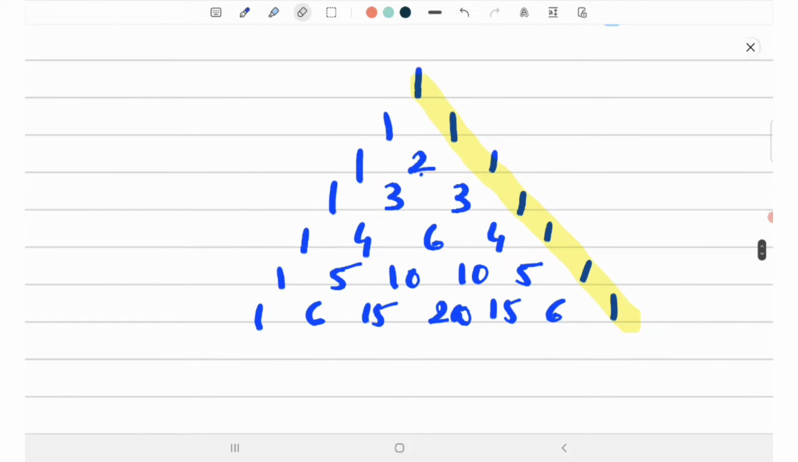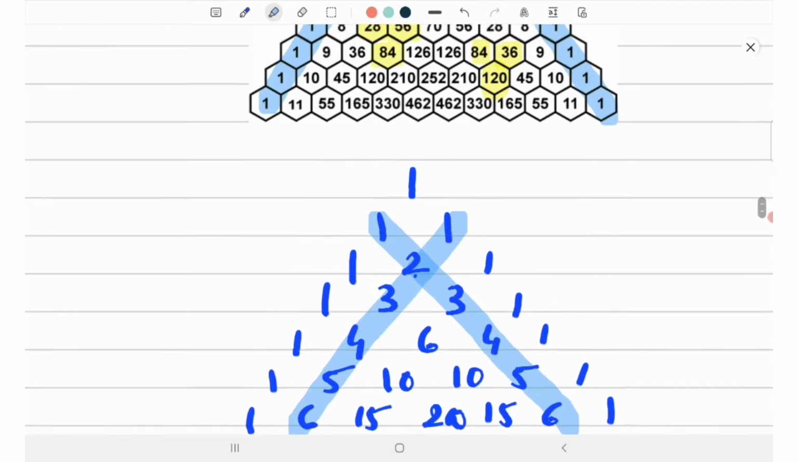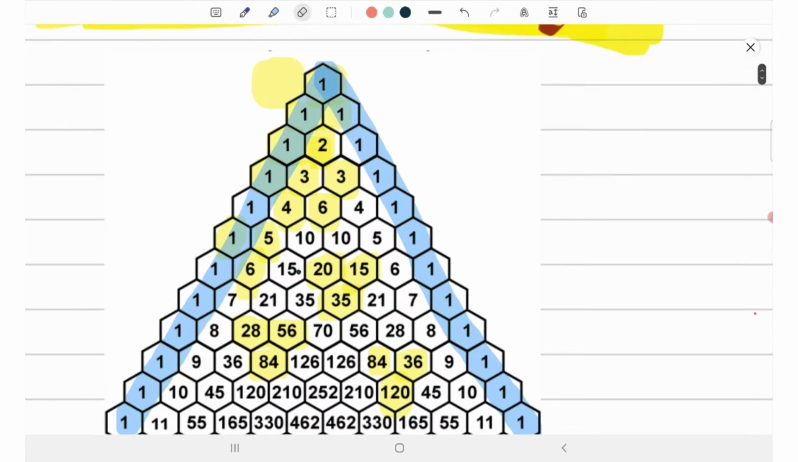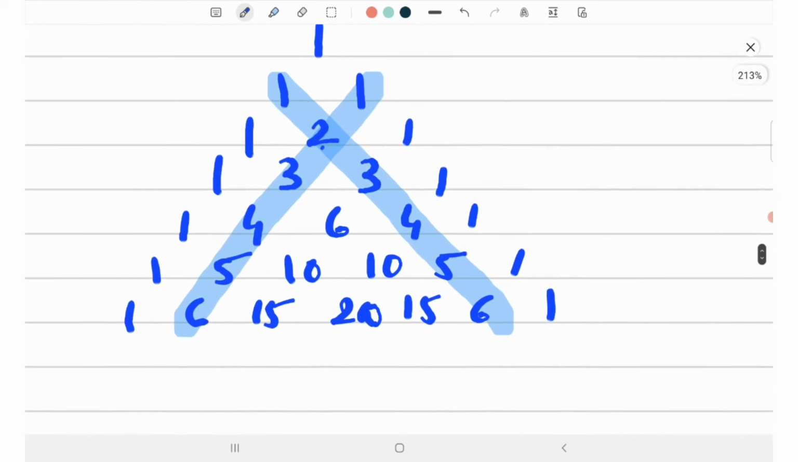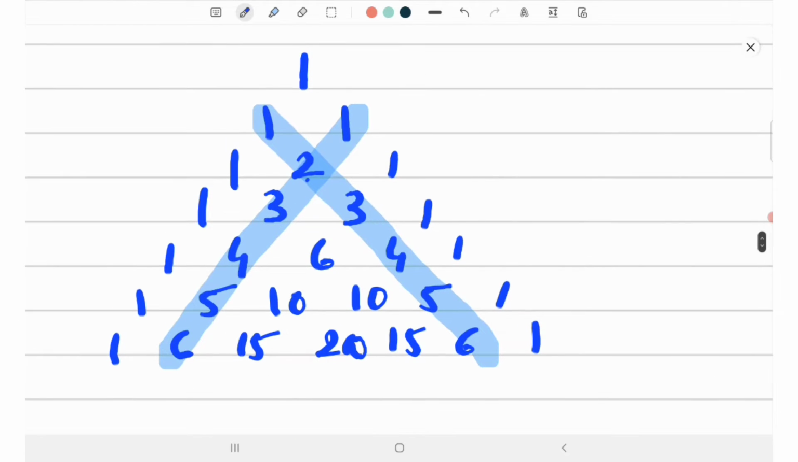Now another pattern that I want you to identify is, I want you to focus on this diagonal line. Can you tell me what it looks like? And if you focus here, you can see more clearly. You can see that it shows the set of natural numbers. This particular diagonal line shows the set of natural numbers.